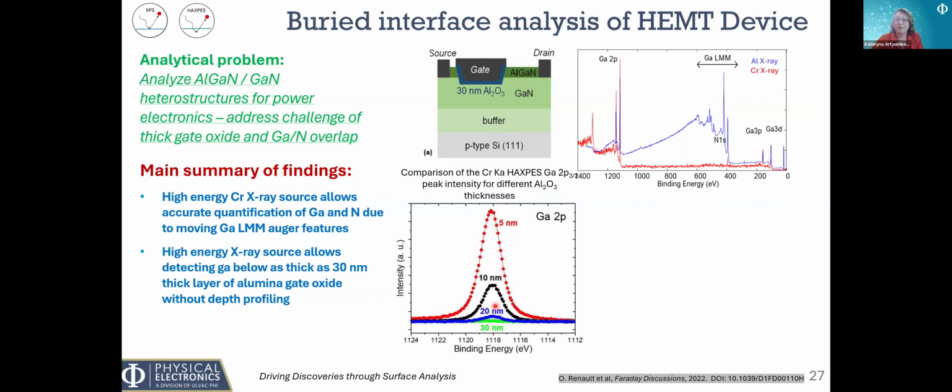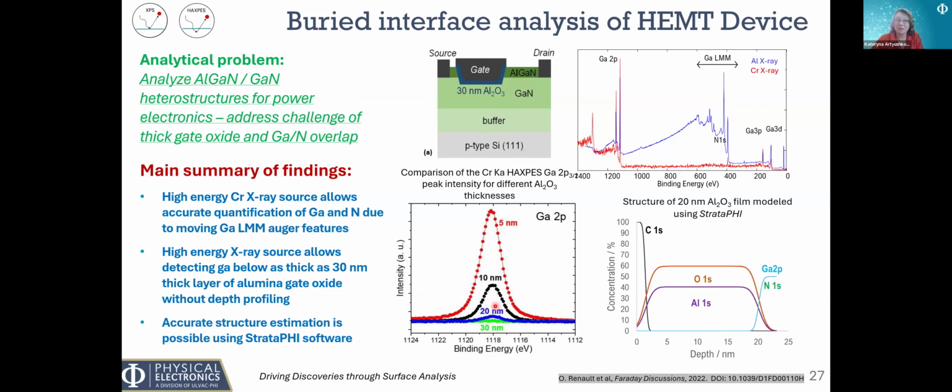And the third type of application that you can do is we have structure modeling software, which is Stratify, that allows us to calculate the thicknesses of layers that were deposited. So this accurate structure estimation is really critical to confirm that during the deposition process, during the growth process, the thicknesses were created as expected.